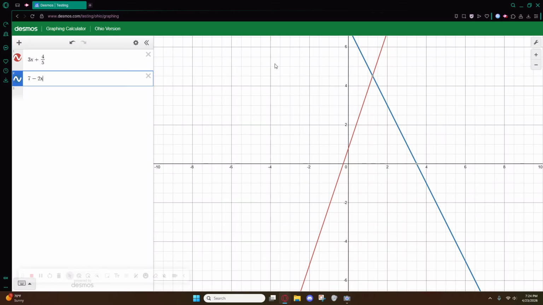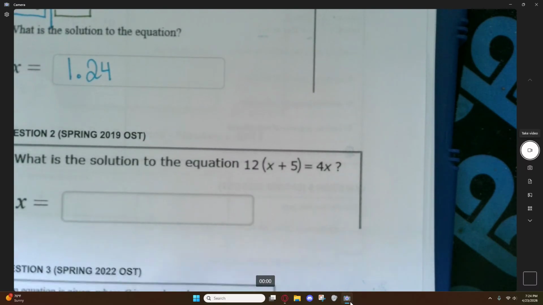The solution to any system of equations is wherever the two lines intersect. So here, it would be right here. That seems like a very specific spot. 3x plus 4 over 5, am I reading this right? Yeah, equals 7 minus 2x. That feels like a very specific spot for this state test, but you know. 1.24. It's not always going to come out as a nice, clean, even number. So you would put in 1.24, and that would just be the answer right there.